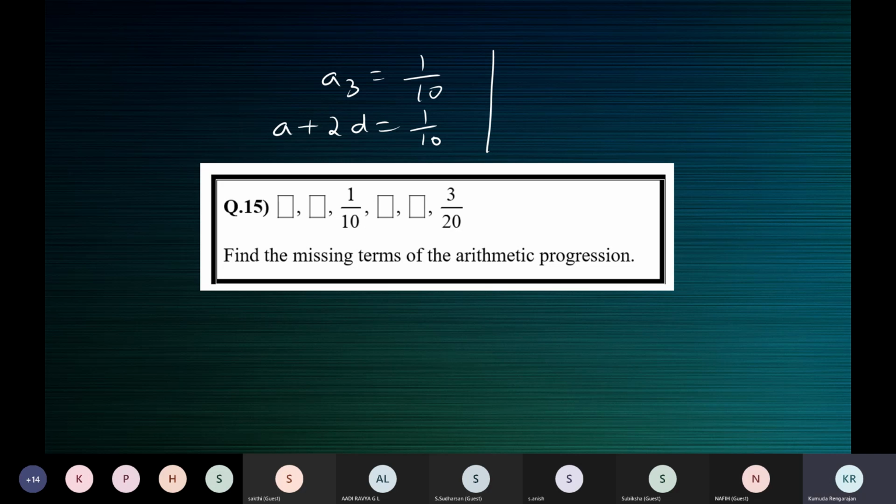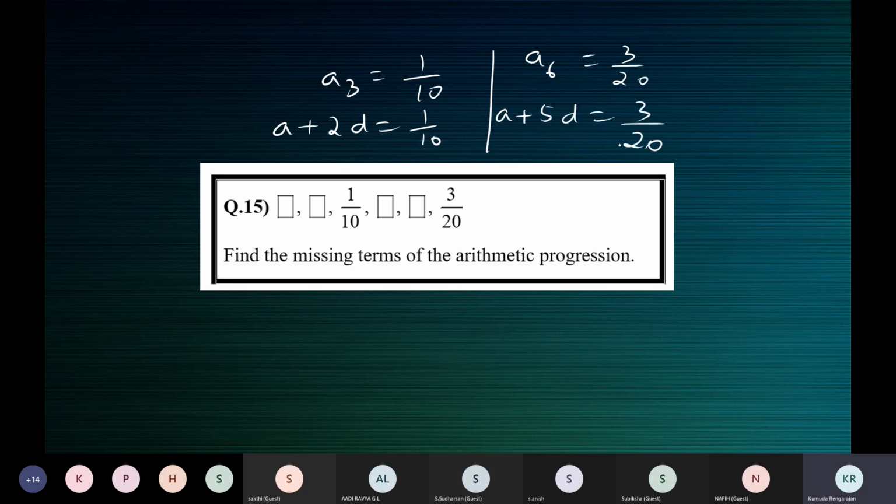Then this is A1, the first box is A1. The second one is A2. The third one, A3, is 1 by 10. A4 we don't know. A5 we don't know. A6 is 3 by 20. That means A plus 5D is equal to 3 by 20.